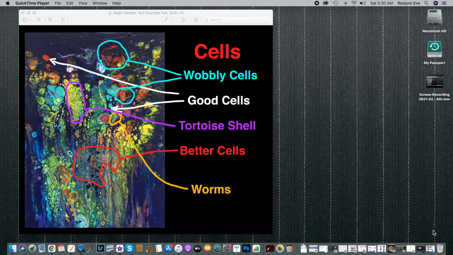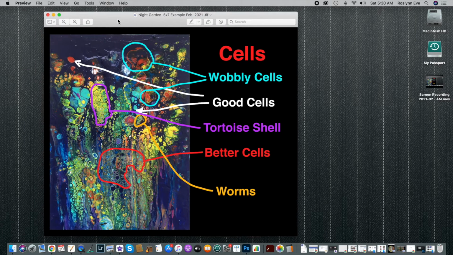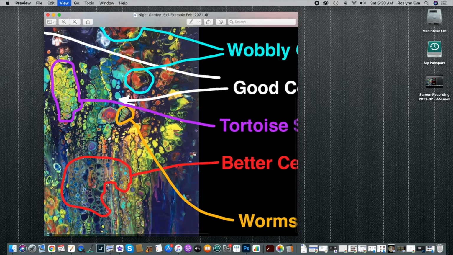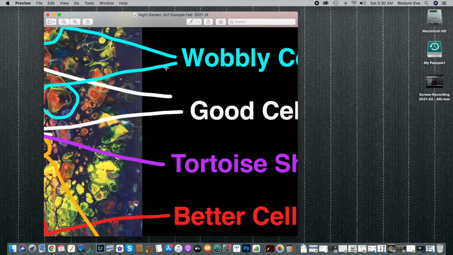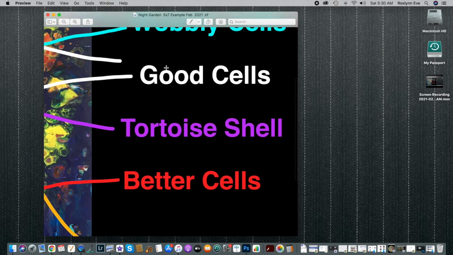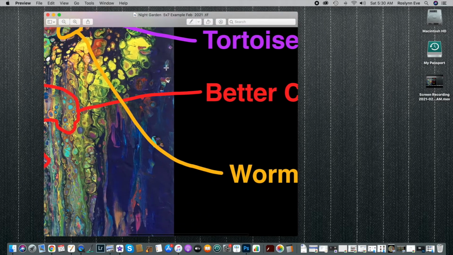And today we're going to be looking at cells. So if you've had questions about cells and you want to know more about what kinds of cells there are, then this example is an excellent one because it shows all kinds of cells. I'm sure some of you are familiar with some of them, but probably not all of them. So let's zoom in here so we can get a closer look. We've got wobbly cells, good cells, tortoise shell cells, better cells, and worms.